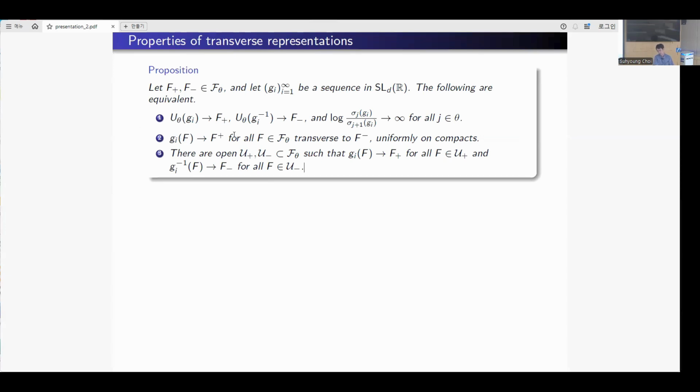The second set of conditions says that if you take any f in F_θ that's transverse to F minus and you apply your g_i to it, it converges to F plus, and this convergence is uniform on compact subsets of flags that are transverse to F minus. These two are equivalent. The last one is that you can find open sets U plus and U minus in F_θ, so that g_i f converges to F plus for all f in U plus, and g_i inverse f converges to F minus for all f in U minus. So this is a linear algebra fact.